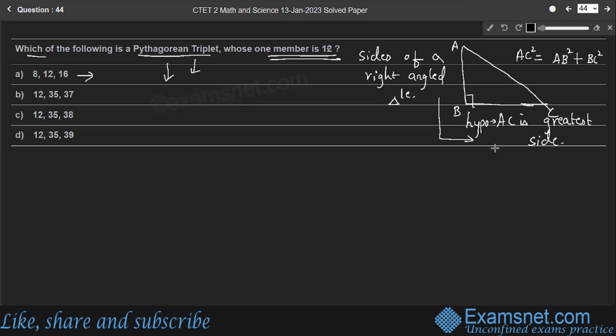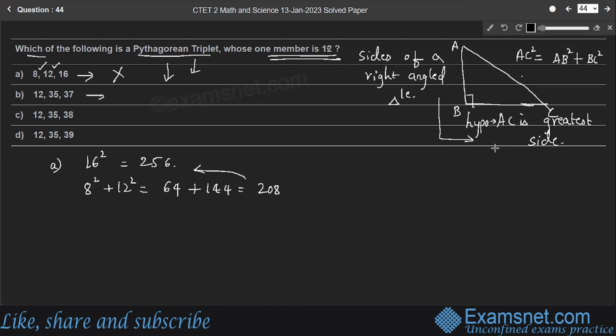So, in first option, greatest side is 16, right? So, we'll start with option A. So, 16 square is 256. So, this should be the sum of the squares of remaining two sides. So, here we'll consider remaining two sides and the sum of their squares. So, 8 square plus 12 square. Right? So, remaining two sides are 8 and 12, right? 8 square is 64. Plus 12 square is 144. So you will get 208, right? So which is not equal to 16 square. So square of the largest side, which is square of the hypotenuse, is not equal to sum of the squares of remaining two sides, right? Therefore, option A is not a Pythagorean triplet.